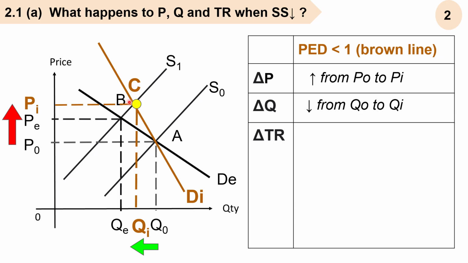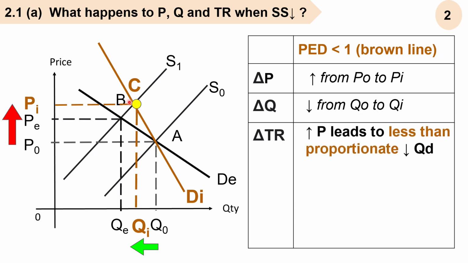So PED less than 1, what does it mean? Increase in price leads to a less than proportionate decrease in quantity demanded. Okay, you see, the red arrow is longer than the green arrow. So the increase in price leads to a less than proportionate decrease in QD.